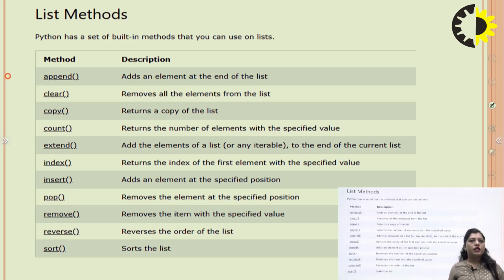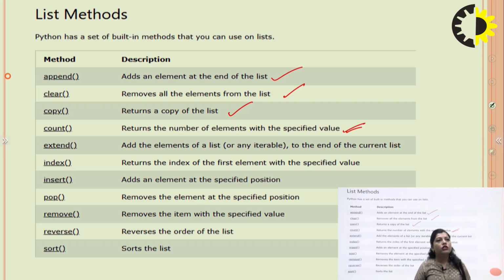Next, these are the list methods. Python has a set of built-in methods that you can use on lists. For example, the first method is append. This method adds an element at the end of the list. Next method is clear. Clear means remove all the elements from the list. Another method is copy. Copy returns a copy of the list. Next method is count. Count returns the number of elements with the specified value.